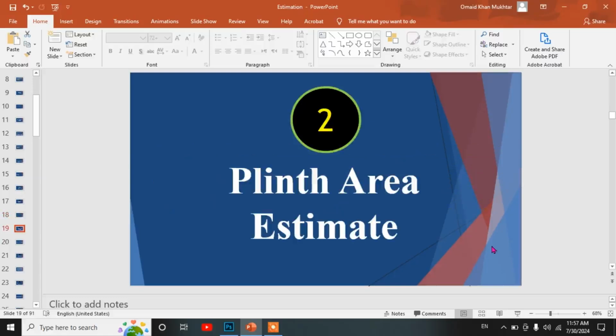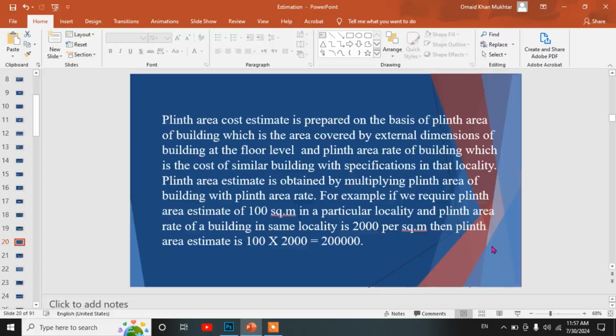Second, plinth area estimate. Plinth area cost estimate is prepared on the basis of the plinth area of the building, which is the area covered by external dimensions of the building at the floor level, and the plinth area rate of the building, which is the cost of a similar building with specifications in that locality. Plinth area estimate is obtained by multiplying plinth area of the building with the plinth area rate. For example, if we require a plinth area estimate of 100 square meters in a particular locality and the plinth area rate of a building in the same locality is 2000 per square meter, then the plinth area estimate is equal.